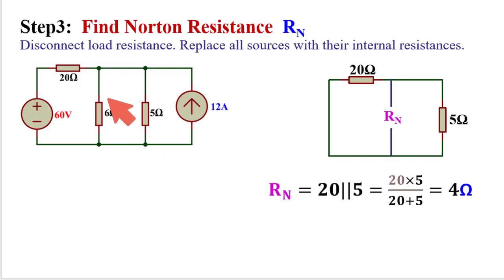For Norton resistance, the load will be opened. So this is load open. Voltage source will be short circuit. So this 20 ohm resistance is short circuit. This 5 ohm is as it is, and this current source is open circuit. So now this is the Norton resistance. Here easily we can see that this Norton resistance is the parallel combination of 20 and 5. So ultimately we will get Norton resistance 4 ohm.